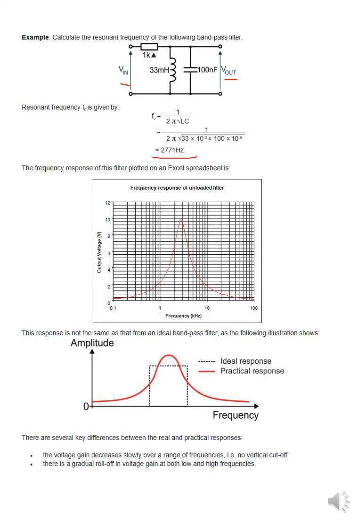Okay, the response is not the same as that of an ideal band pass filter, as the following illustration shows. So you can see ideally it should be like this, but as I told you, at low frequencies the gain or the amplitude or the output is low, but it's not equal to 0. However, ideally it should be equal to 0. So the actual plot of a band pass filter is like this. Ideally it should be like this.